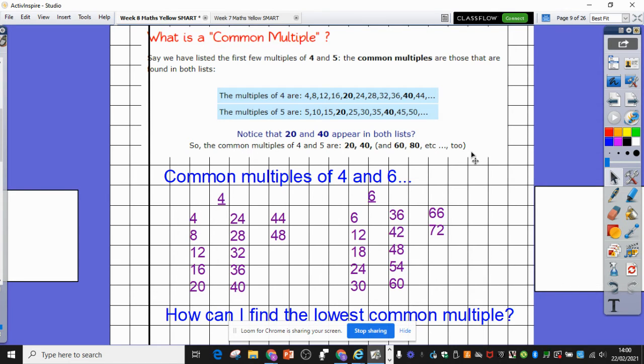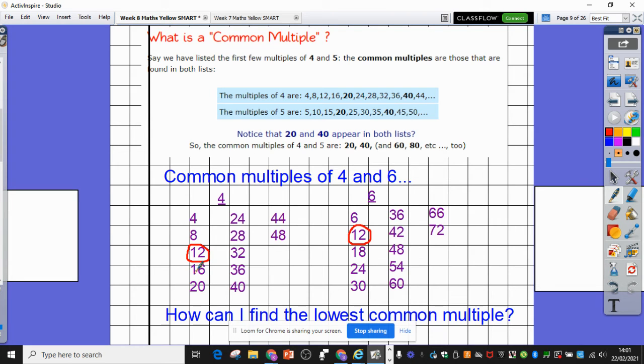I have to find the common multiples. So literally, I'm looking at my 4 times table and thinking, does 4 appear in the 6 times table? Have I listed 4 anywhere here? No. Does 8 appear? No. Okay. Does 12 appear? Yes, it does. So all I'm doing here now is I'm going to circle my common multiples.